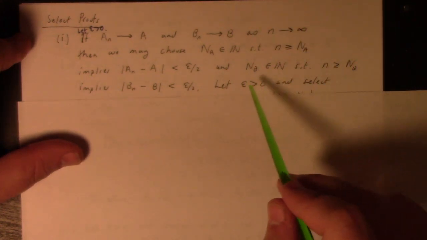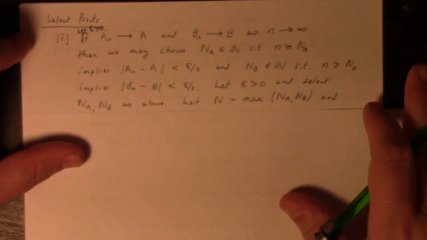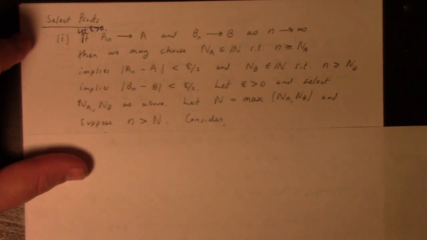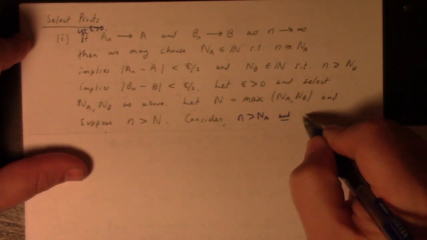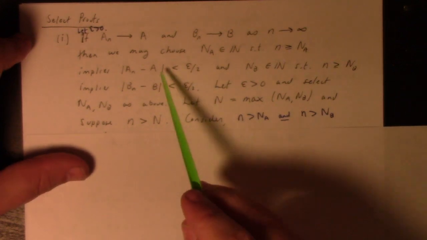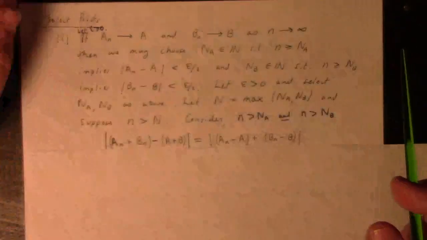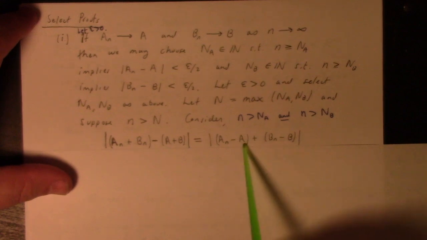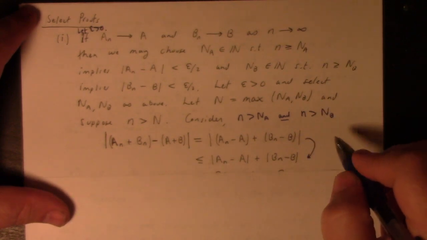Okay, so as I said, let epsilon be greater than 0. Select N_a and N_b as above. Let N be the max of N_a and N_b, and suppose that little n is larger than that max. That means little n is greater than N_a, and little n is greater than N_b, so we get both of these conditions, which is great. If I look at the difference of a sub n plus b sub n and a plus b, I just reorder the terms like so. That's just algebra. Then this step, going from here to here, is what's called the triangle inequality.